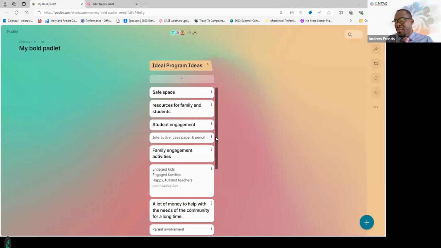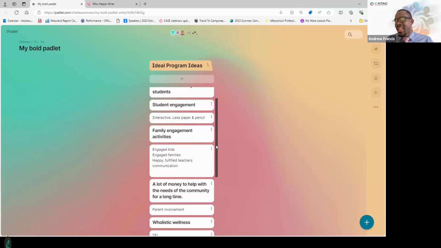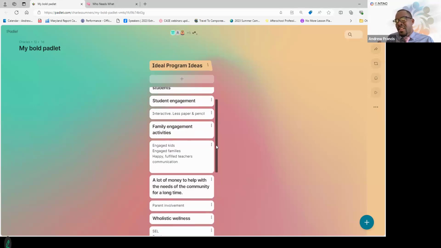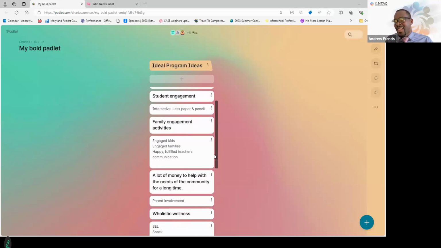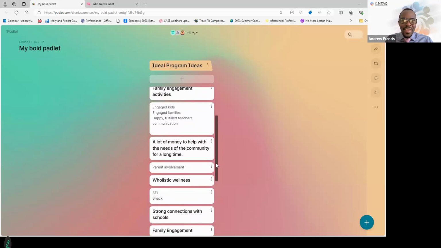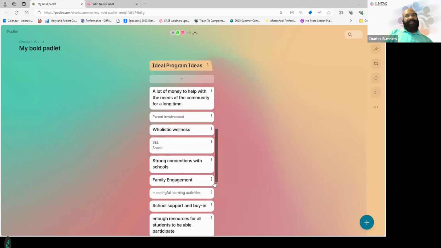We're seeing less paper and pencil, people are sharing. I like this one, how it pulls it all together. Engaged kids, engaged families, happy, fulfilled teachers, communication. And of course, money makes the world turn. Somebody says a lot of money to help with the needs of the community for a long time. I'm sure people could share with us, Charles, just the overwhelming needs that they have and how additional resources will also be helpful. Anything else that's jumping out at you, Charles, that you want to share?